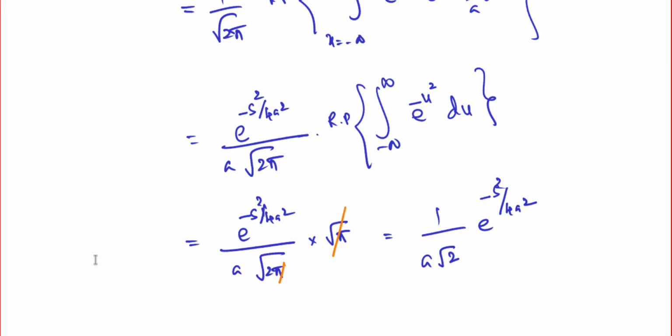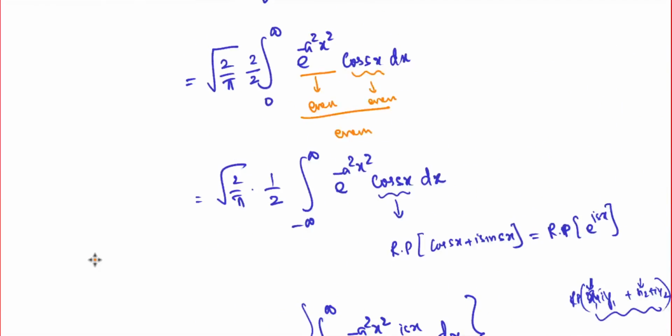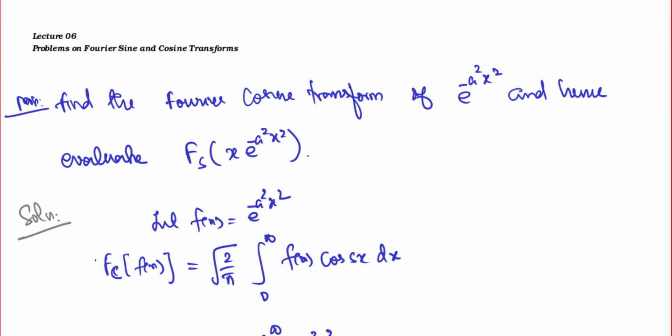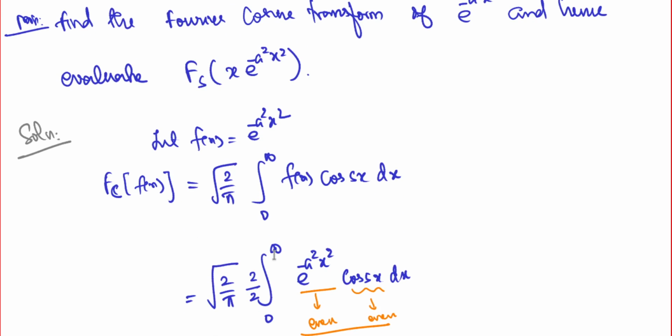Okay, fine. Now what we wanted was, we wanted to find Fourier... What was the question? Yeah. The question was, and hence evaluate the Fourier sine transform of x into e to the power minus a square into x square. Now we have seen this somewhere else. Can you remember what was that? The Fourier sine transform of x into something is nothing but the differentiation of the Fourier cosine transformation, correct? Of course, with the minus. So how do you do that?